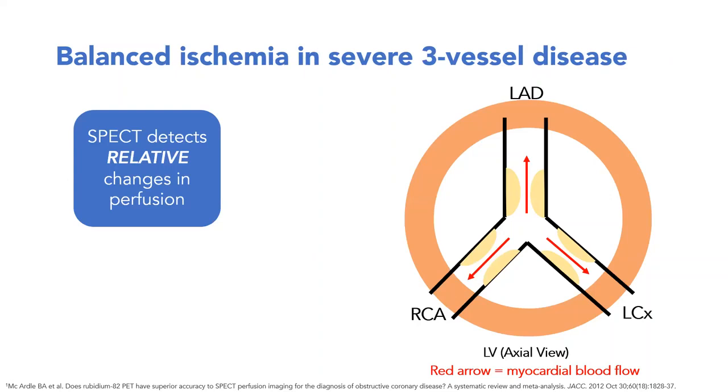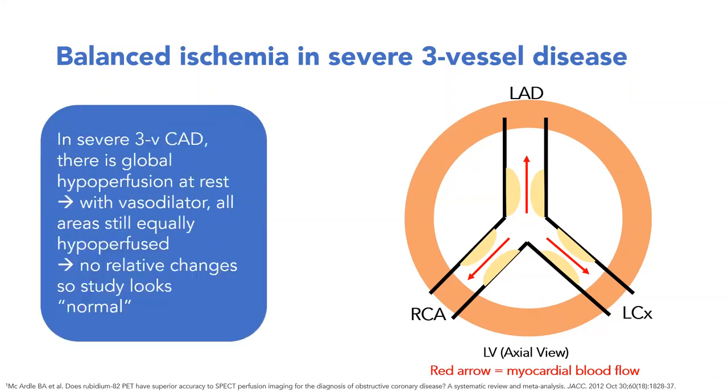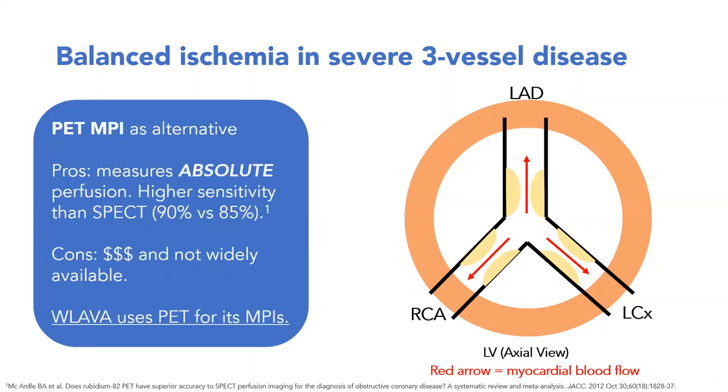It's important to understand that SPECT measures relative changes in perfusion. That's how we get the images on SPECT. So if you have someone with 3-vessel disease where you have global hypoperfusion, there's no one area that looks poorly perfused relative to the other areas. So this is true even after giving a vasodilator. All SPECT can see is that all territories of the heart are still receiving about the same amount of radioactive tracer, so it thinks that there are no poorly perfused areas, and this is what gives us a falsely normal study. One way to get around this issue is by getting an MPI with PET instead of SPECT.